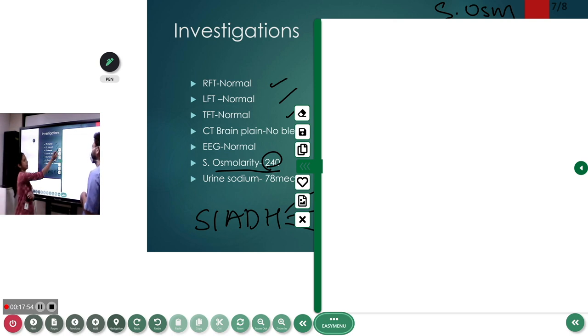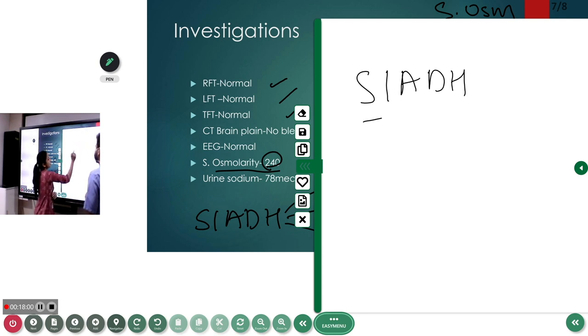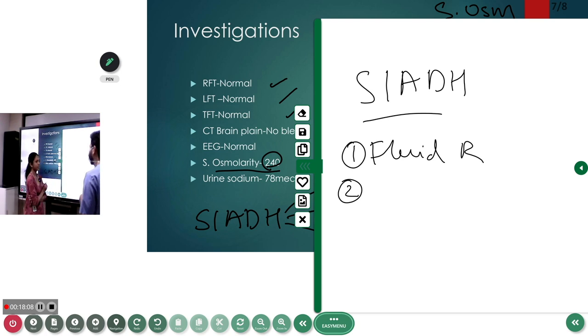So initially, will you start tolvaptan? No, ma'am. The patient is not improving on 3% saline, and our diagnosis is favorable. If we get a patient with SIADH, first what will you do? Fluid restriction. So in SIADH, the first point is fluid restriction. So first we did fluid restriction. If the patient is not improving, we will start tolvaptan.